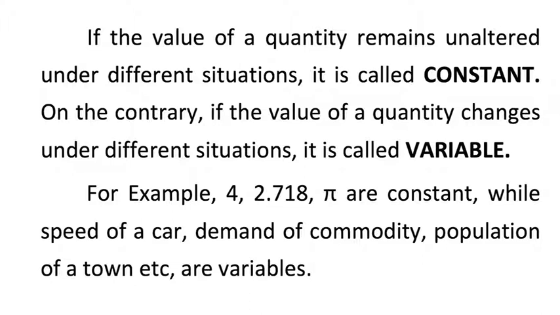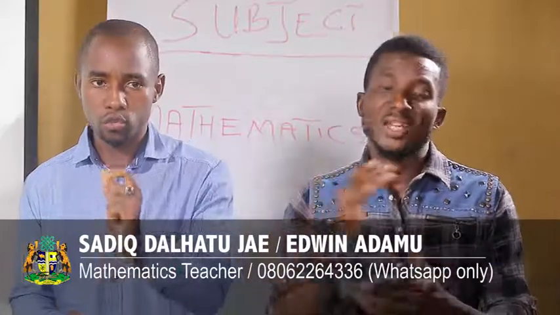22/7, which is the value of pi, and the acceleration due to gravity, which is given as 10 meters per second squared, these values are always constant. They will not change, and they never change. But in a situation where we set the speed of a car, demand of commodities, or the population of a town, these are variables because they are subject to change.